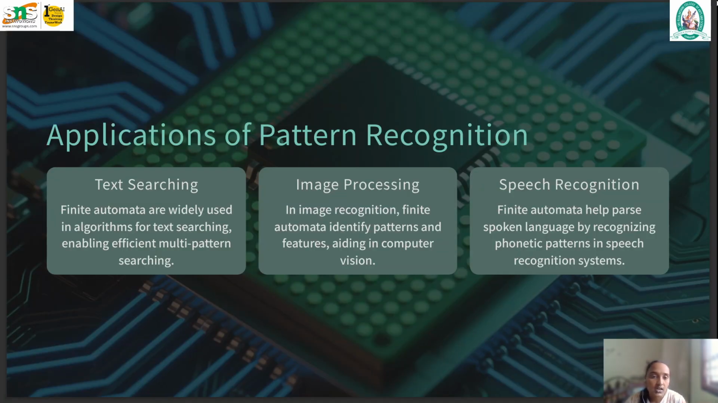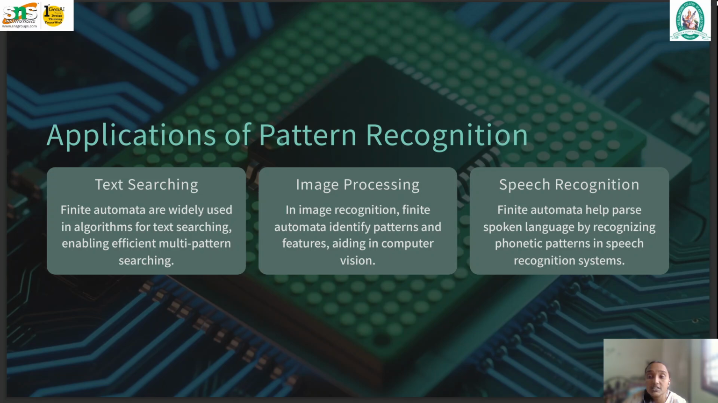Fourth application, text searching. Finite automata are widely used in algorithms for text searching, enabling efficient multi-pattern searching. Whenever we give a text, this widely used algorithm searches it. That is called text searching. Next application, image processing. In image recognition, finite automata identify patterns and features, aiding in computer vision.